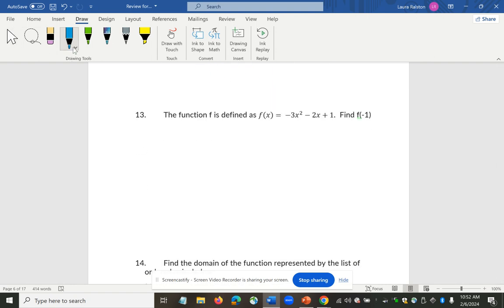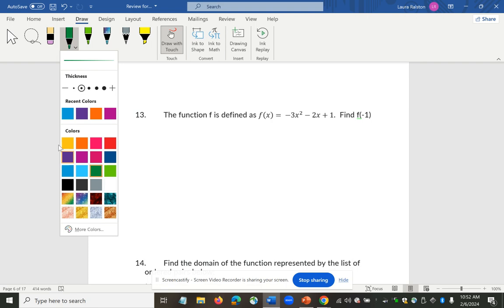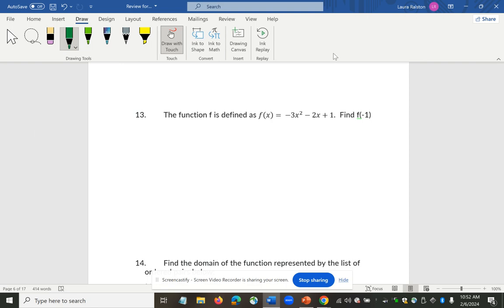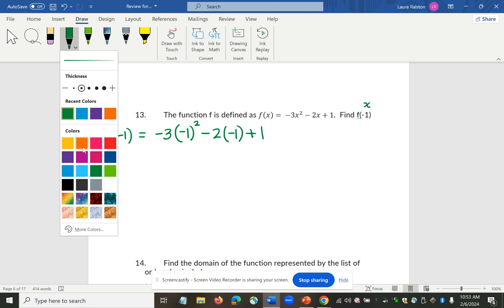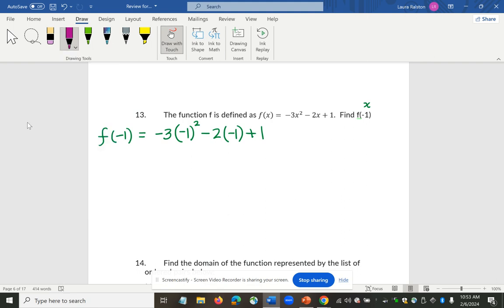Question 13 is similar. Again, they're getting you familiar with that notation. It gives you the function and asks you to find f at negative 1. So again, they're asking you to take a value of negative 1 and substitute it into the function wherever there is an x. So f at negative 1, I would have negative 3 times negative 1 squared minus 2 times negative 1 plus 1. Now again, if you have the need to use a calculator, please do so. I'm working it out by hand.